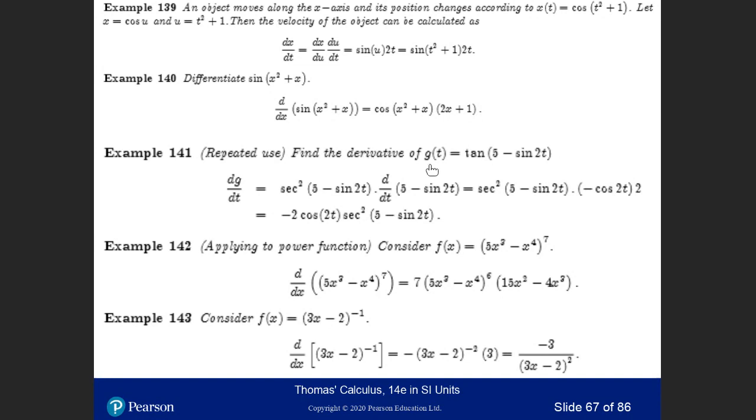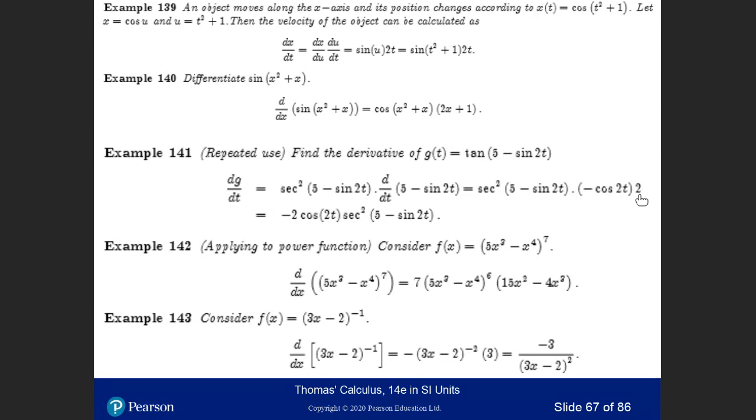Okay, let's see the derivative of g of t, which is equal to tangent of 5 minus sine 2t. So dg dt: you first take the derivative of the tangent, so that's secant squared of 5 minus sine 2t. Now that's u. Now you take the derivative of the inside, which is minus cosine 2t, because the derivative of sine is cosine. That's not enough. You have to take the derivative of 2t also, so that's 2. So you have a repeated use of the chain rule here.